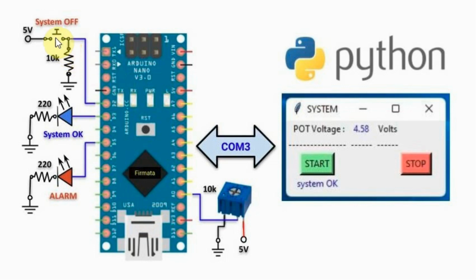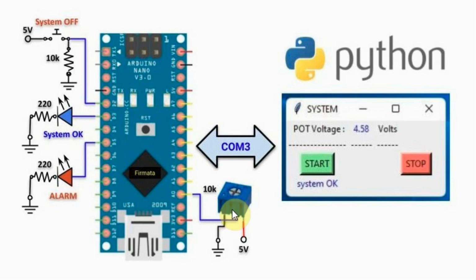We also have connected to the Arduino a push button to digital pin 2 and two LEDs connected to pins 3 and 5. The operation of the system is as follows. On the software side, the user will click on the start button to begin the acquisition of the voltage from the 10K pot, with voltage values between 0 and 5 volts. Meanwhile, on the hardware side, the system OK LED will turn on, indicating that the system is running normally. If the voltage drops below 2.5 volts, an alarm will sound, and on the hardware side, the alarm LED will turn on, indicating system failure.